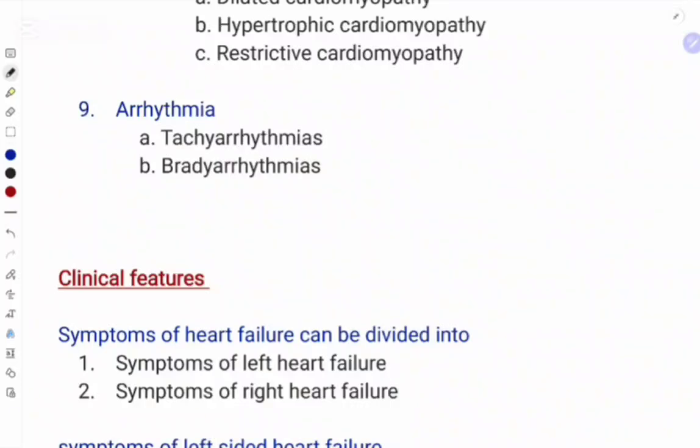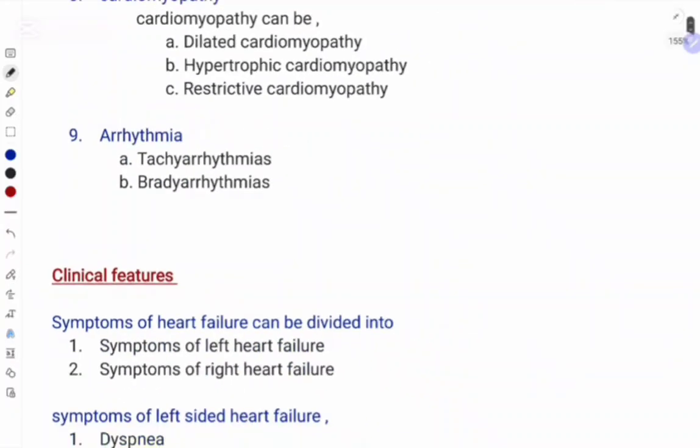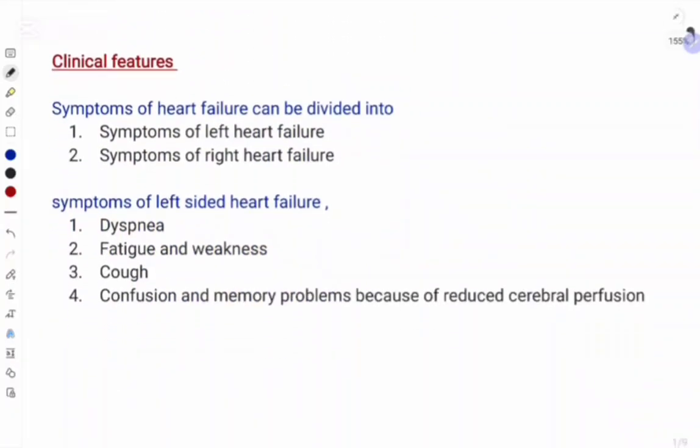Next, we will move to the clinical features. In the clinical features, we are going to talk about two things: first of all, symptoms and signs. Symptoms are what the patient comes and tells you: "Doctor, I have these problems." Signs are the features that you, as a doctor, find in the patient. We divide this into two: the symptoms of heart failure can be divided into symptoms of left heart failure and right heart failure.